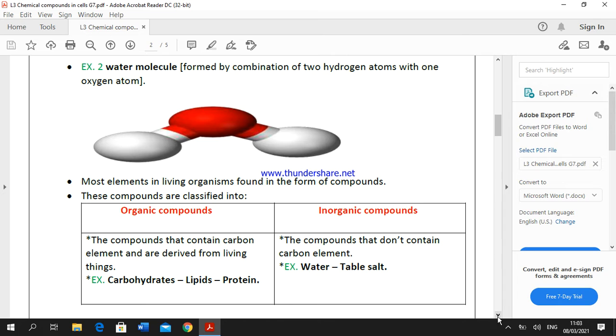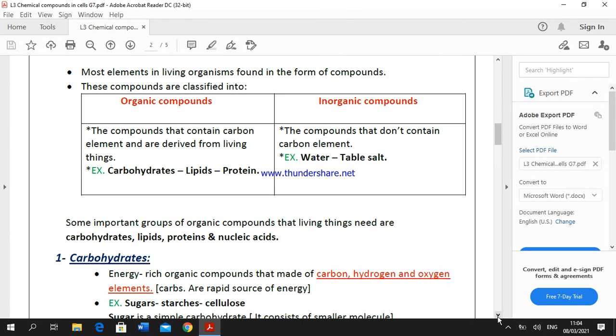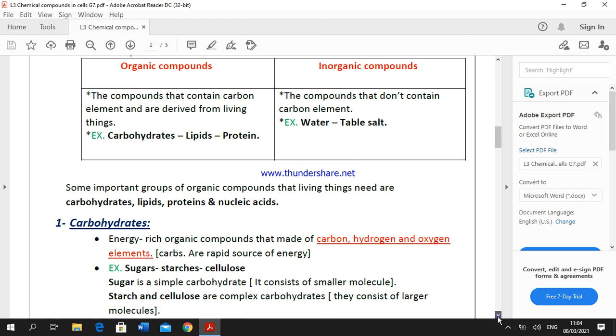Table salt, which is known chemically as sodium chloride, consists of one sodium atom linked with one chlorine atom, so it doesn't contain the carbon element, so it's known as an inorganic compound. In this lesson, we will study together some important groups of organic compounds that enter the composition of living organisms, and living organisms need these important groups of organic compounds to be alive.